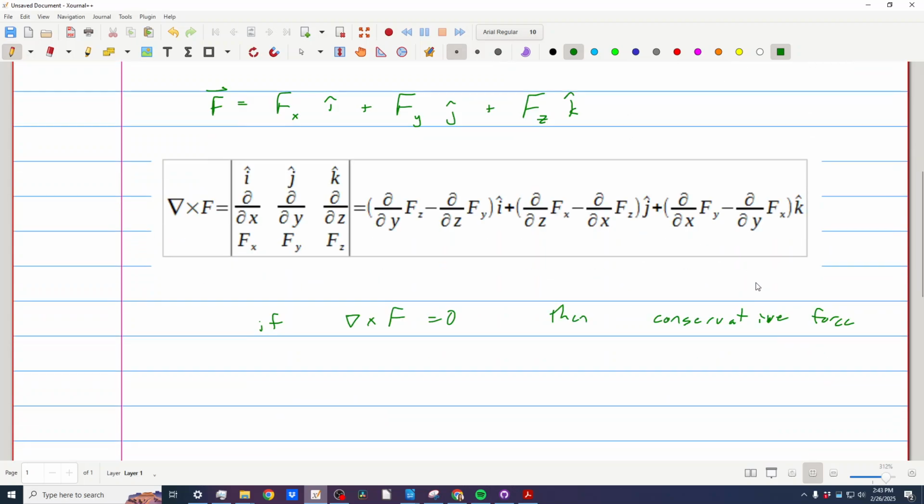If any single one of the terms in there, if that curl is not equal to 0, then it's non-conservative. So to be conservative, the x, the y, and the z terms of the curl have to be equal to 0. If any one of those three, or all of those three, is not 0, then it's definitely non-conservative.